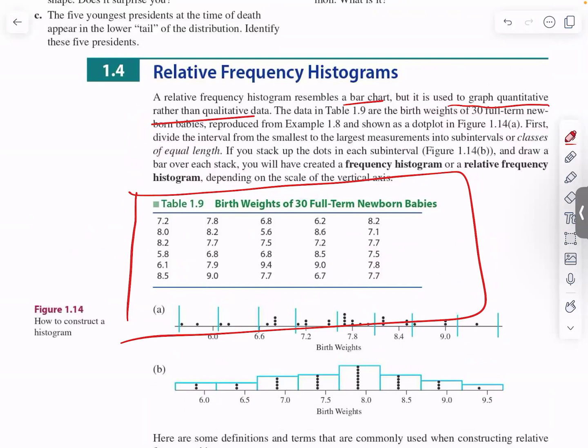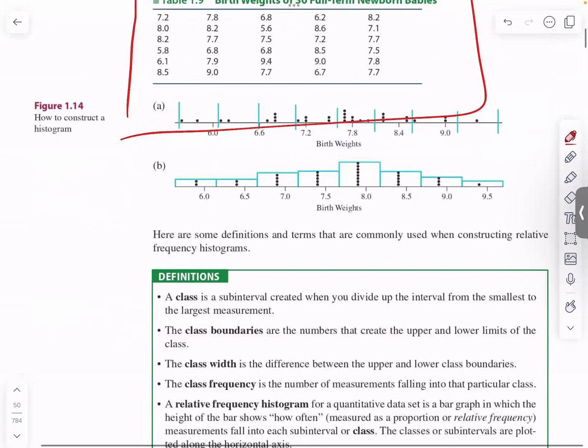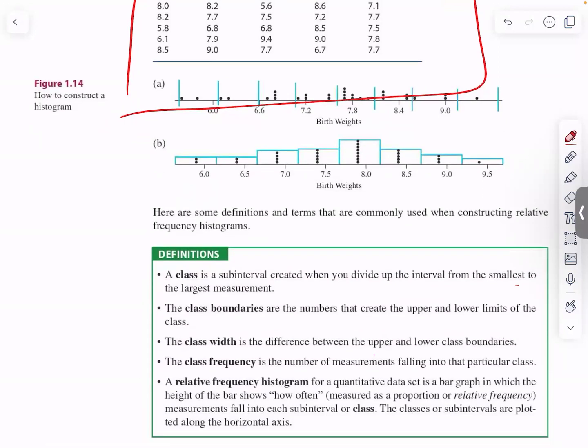So first, you divide the interval from the smallest to the largest into sub-intervals or classes of equal length. A class is a sub-interval created when you divide up the interval from the smallest to the largest. Class boundaries are the numbers that create the upper and lower limit of the class. Class width is the difference between the upper and lower class boundary. Class frequency is the number of measurements falling into that particular class.